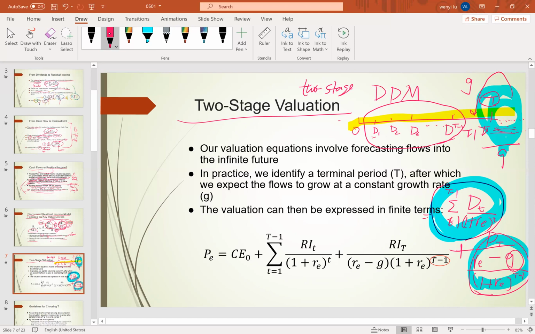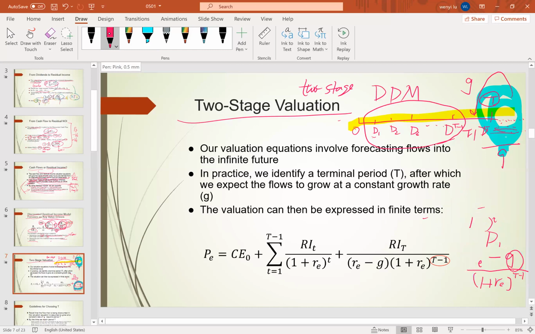Now we will not use this one anymore, because our focus is on growth companies, like Amazon and Tesla. And these companies do not pay dividends. So how can we still apply this model for a company that does not pay dividends?